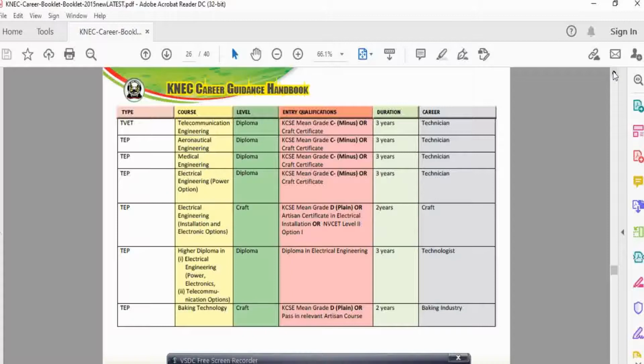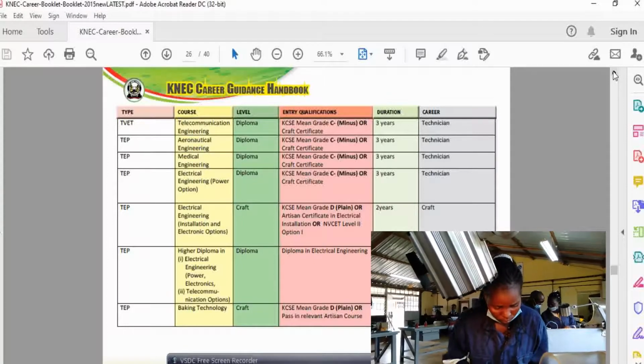For Bachelor of Science degree course, we said you'll be registered as an engineer. For Bachelor of Technology degree course, you'll be registered as a technologist. Or you can also do a Bachelor of Education Technology and you major in Electrical and Electronic option, and in this case you become a lecturer in one of the TVET institutes. This course is offered in Maseno University, Dedan Kimathi University, Moi University, Masinde Muliro University, and University of Eldoret.